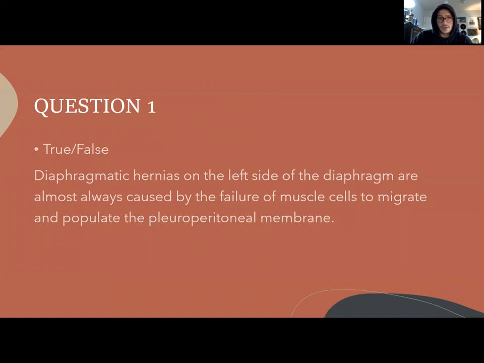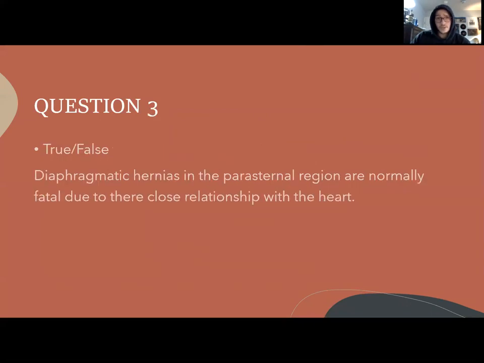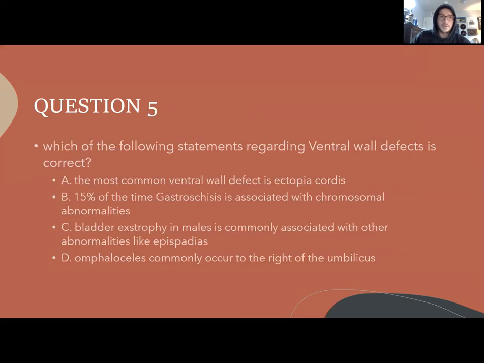So then we have our questions. First one is true or false: diaphragmatic hernias on the left side of the diaphragm are almost always caused by the failure of muscle cells to migrate and populate the pleuroperitoneal membrane. Question 2: all of the following regarding gastroschisis are true except. Question 3, true or false: diaphragmatic hernias in the peristernal region are normally fatal due to their close relationship with the heart. Question 4: spina bifida blank is associated with defects in one or more vertebral arches and cystic swellings of dura and arachnoid protruding through the defect. Question 5: which of the following statements regarding ventral wall defects is correct?